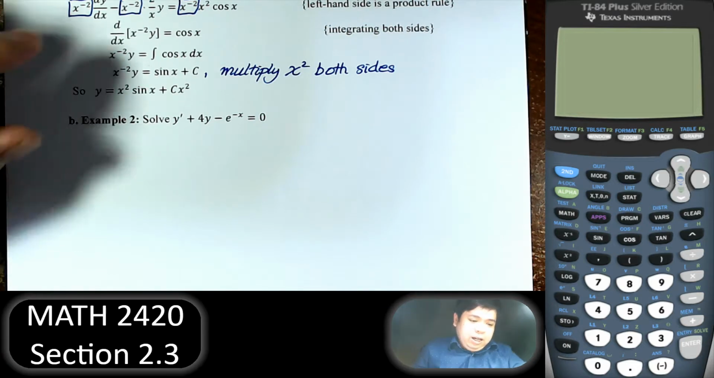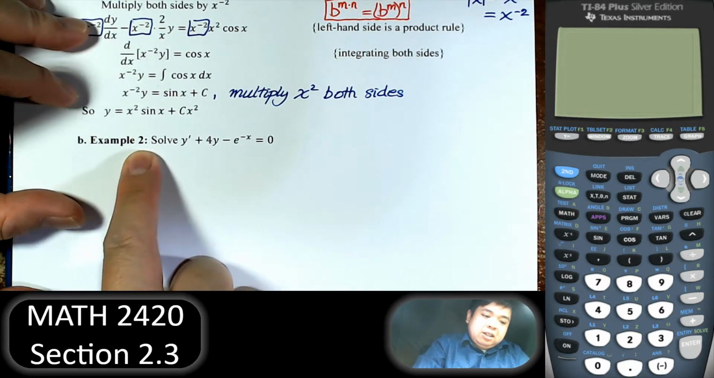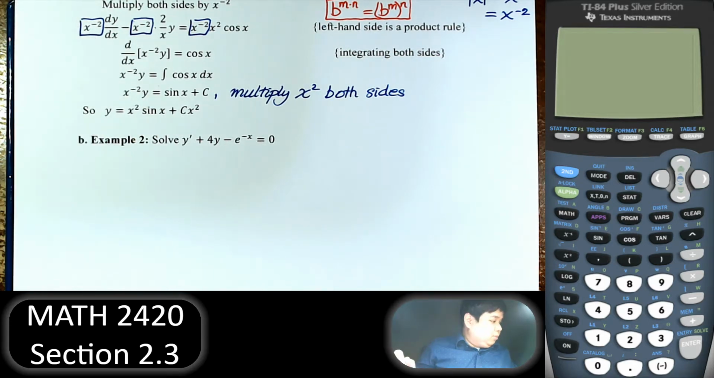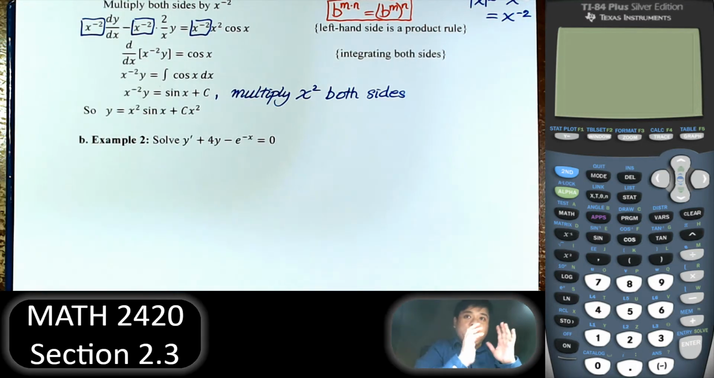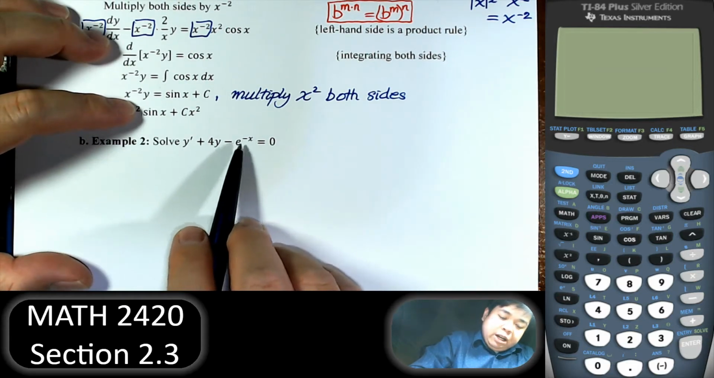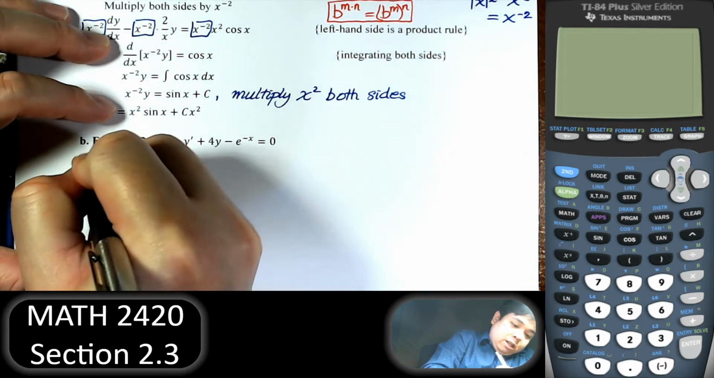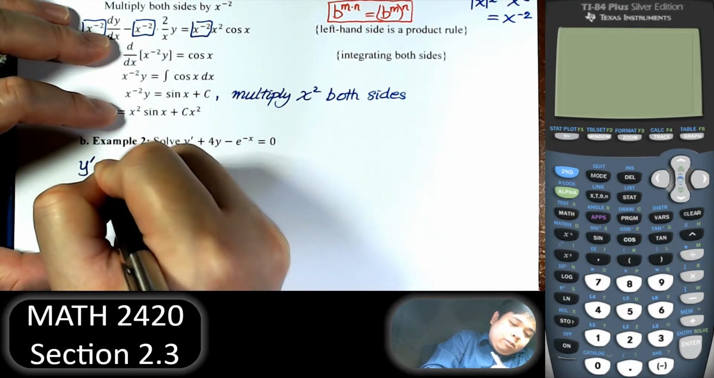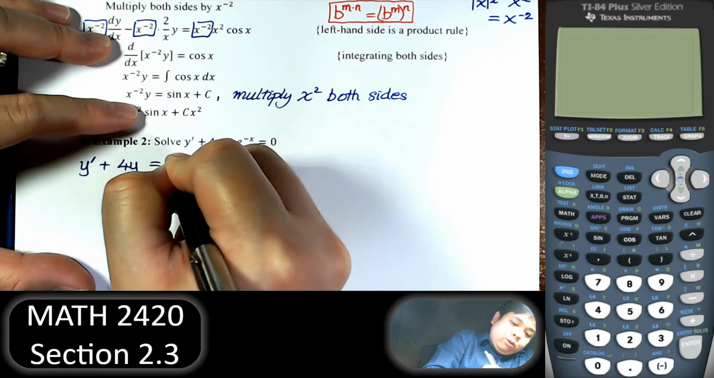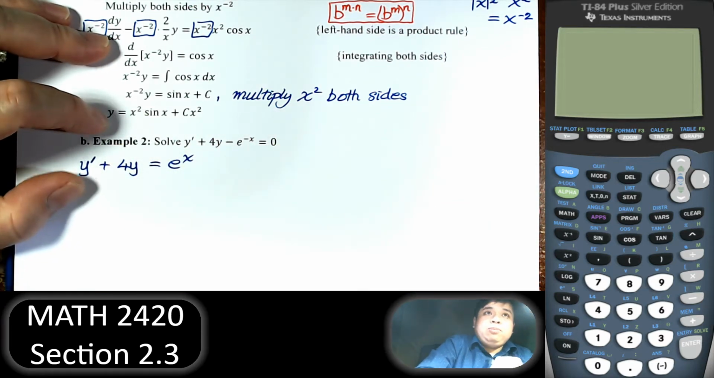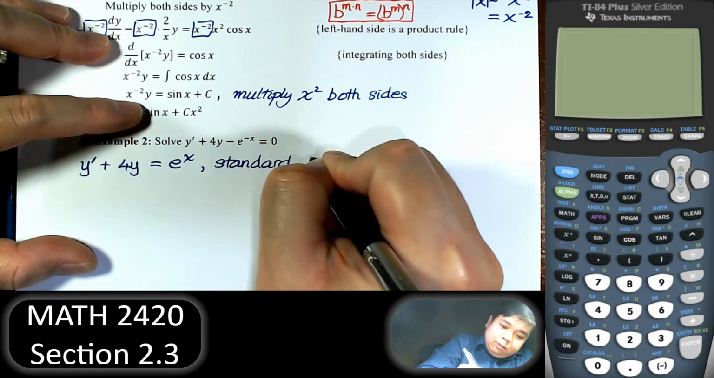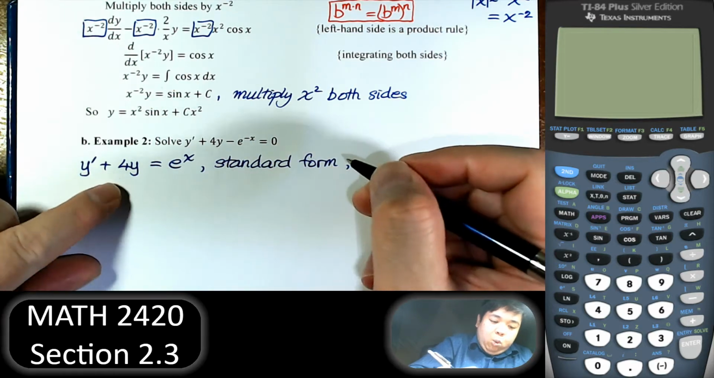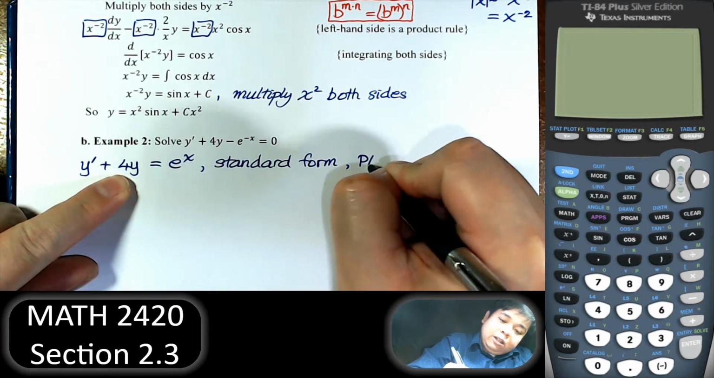So first is the second example. Let's look at this. That equation is not in the standard form. The standard form has a derivative, something times a function, and then something else. So I'm going to move e to the negative x to the other side. So in the standard form, y prime plus 4y equals e to the x. Move that to the other side. So this is in the standard form, where the coefficient that goes with y is just 4.